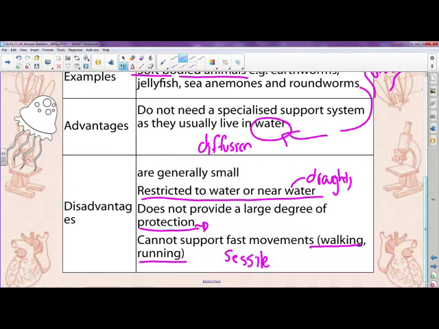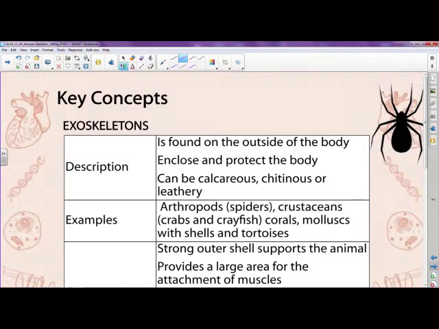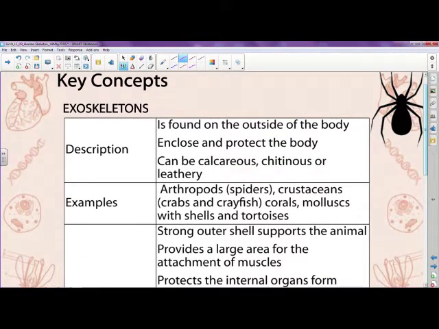Sessile means that they can move, but they don't always move. Okay, so that's our first kind of skeleton. Our second kind, and these are the creepy ones, you see there's an icky black spider at the top there, is the exoskeleton. When we refer to an exo, we say it's on the outside. So our support system, our strength, is found on the outside and protects everything on the inside.